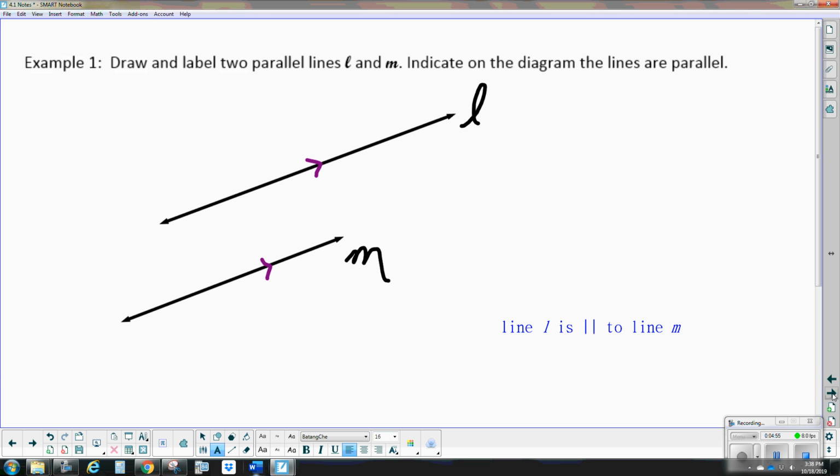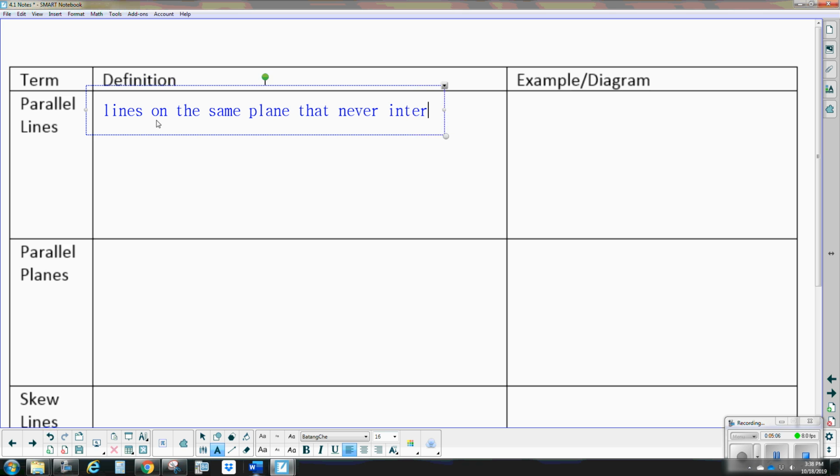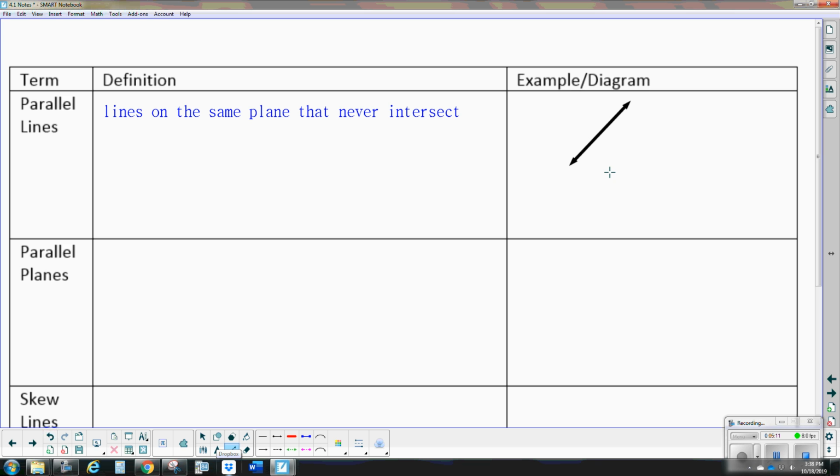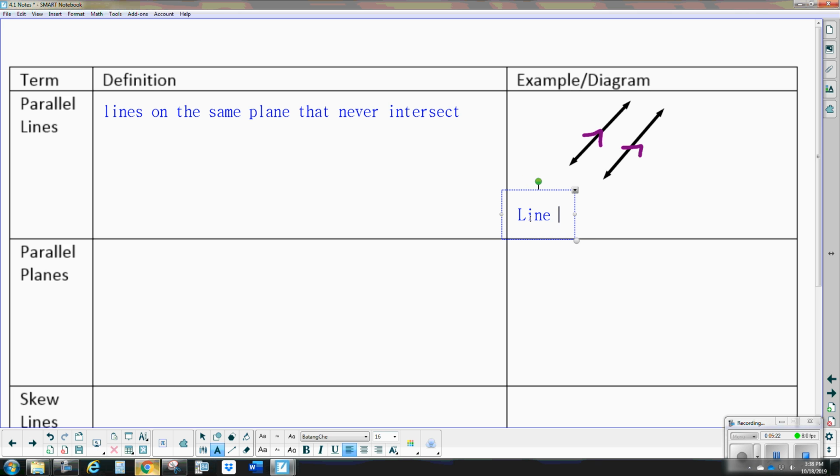So let's just refresh our definitions. Remember, parallel lines are lines on the same plane that never intersect. Okay, so a diagram could be the one that you just drew. Okay, so here's two lines, and they are parallel. Or again, you could say line L is parallel to line M. And I'll just label these as line L and line M.